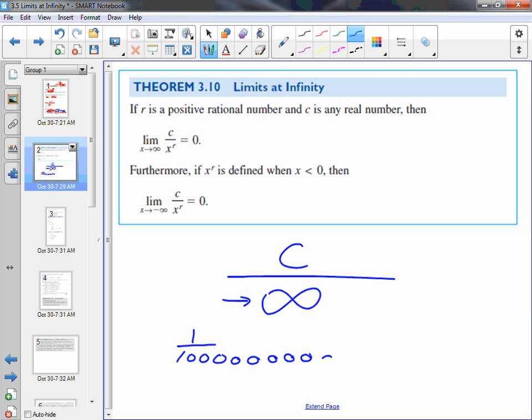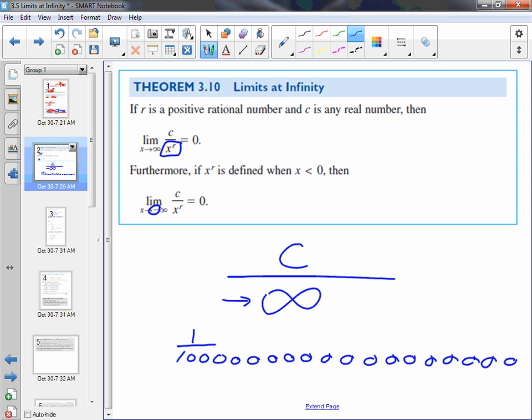So every time x gets bigger, the value of the function gets closer to 0, doesn't it? Well, that works the same way if x is getting smaller in the negative direction, bigger in the negative direction, you know what I mean? Okay? It works out even if there's an exponent.